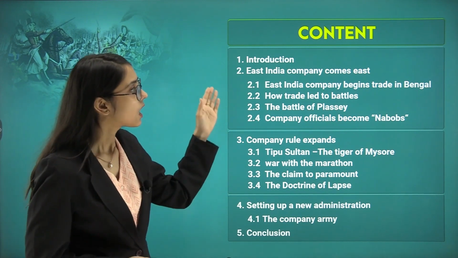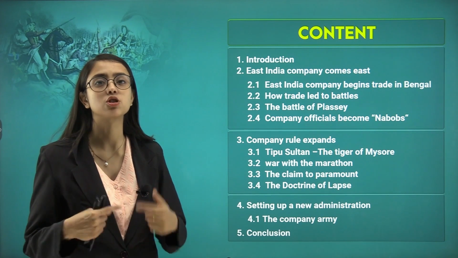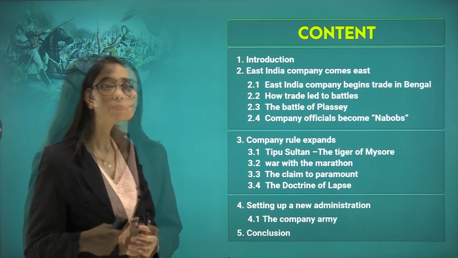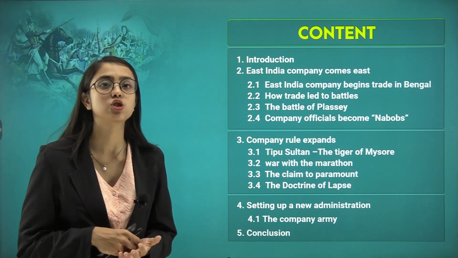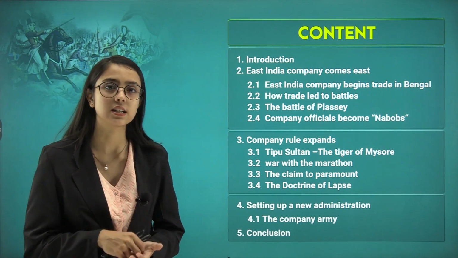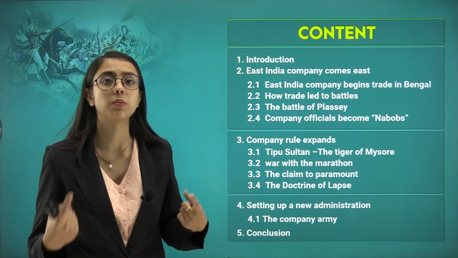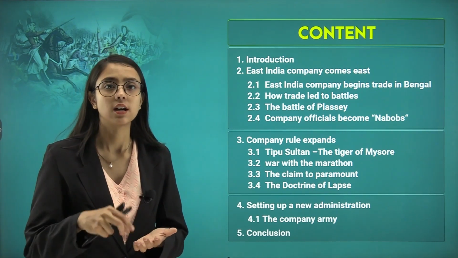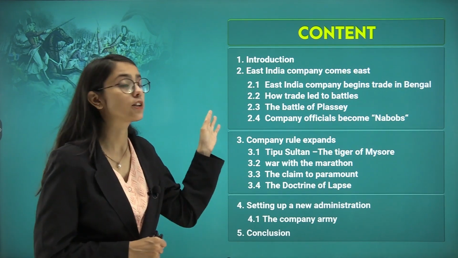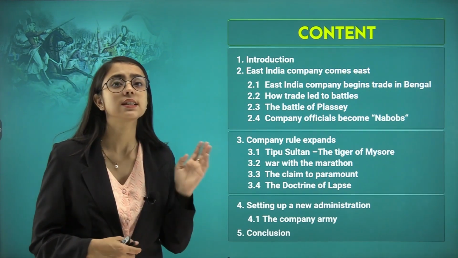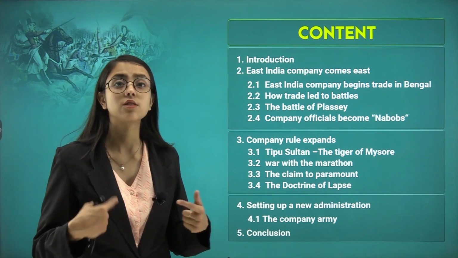Then we will see how it began its trade in Bengal, how trade and mercantile activity began in Bengal. As we have discussed, since the East India Company established its feet in the Indian subcontinent in Bengal, a lot of battles took place in order to conquer and deal with the revenue system. Then we will see how trade led to battles. As soon as the East India Company came to India, there were a lot of battles involving trade.